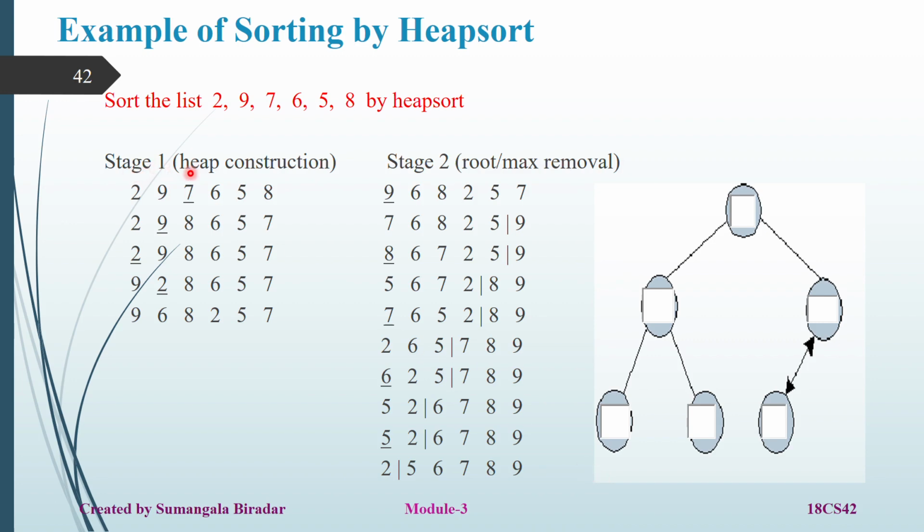Stage 1: first you have to construct a heap. For constructing the heap, what is the procedure? You take the elements first. So what are the elements now? As they are, from the starting you have to take here. First is the 2. Next is 9, 7, 6, 5 and 8. So these are the given elements, and you know that in the sequence from top to bottom and left to right you insert the elements here.